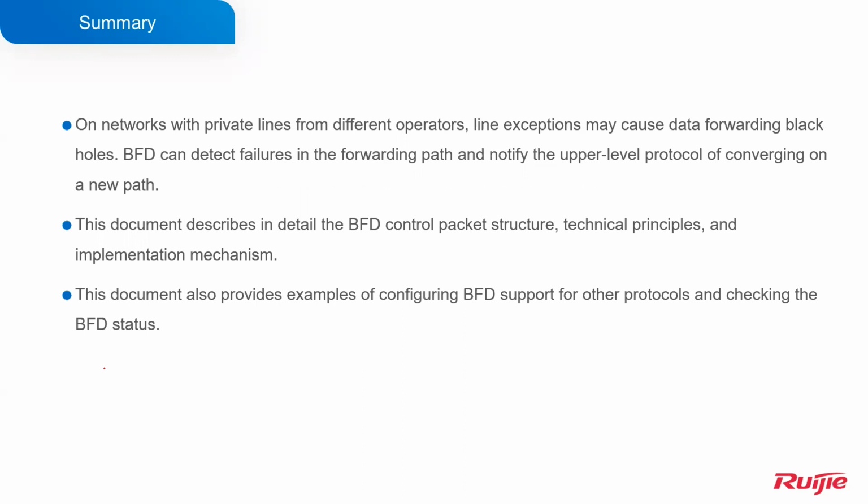Okay, so about the BFD, let's make a summary. On networks with private lines from different operators, line inspection may cause a data forwarding black hole, and BFD can detect failures in the forwarding path and notify the upper-level protocol to switch over to a new path. And this document describes in detail the BFD control packet structure, technical principles, and implementation mechanism. It also provides examples for configuring BFD support for other protocols and checking the BFD status.